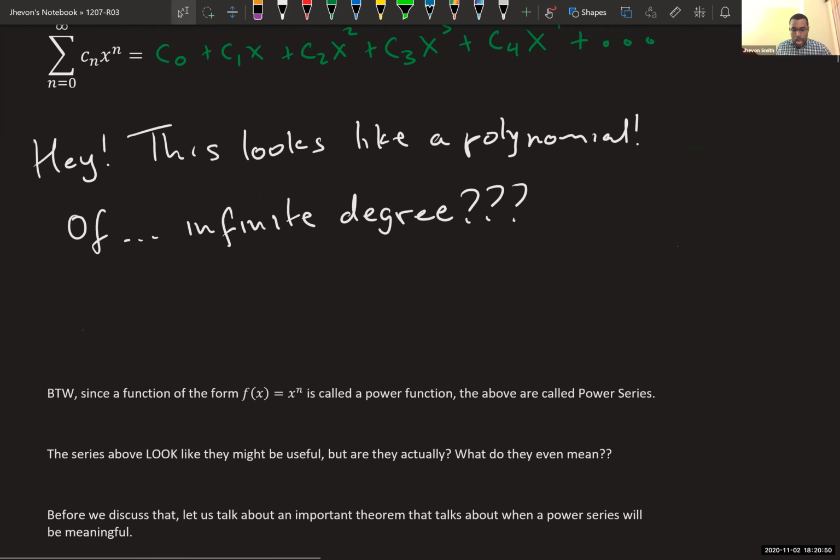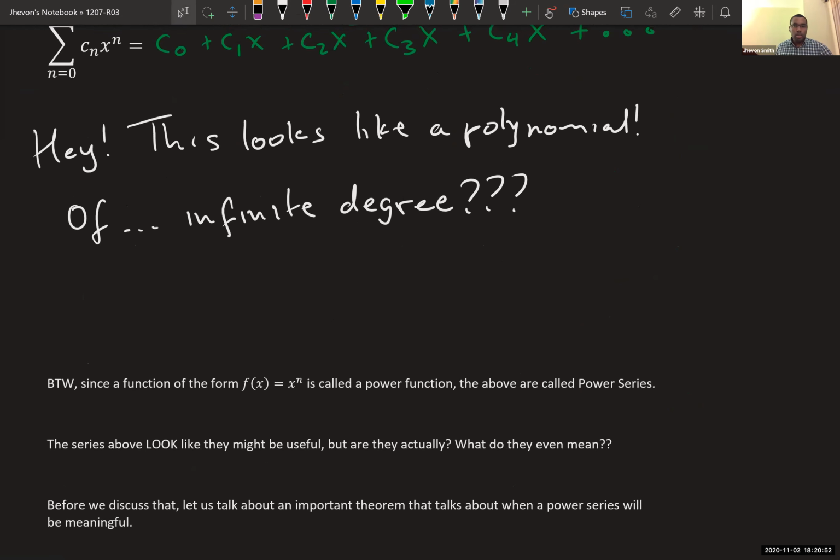Now, why is it called a power series? More power? No, it's called a power series because x to the n is called a power function. So that's why it's called a power series. You know, math people and naming things, right? We look at x to the n, we call that a power function. So y equals x to the 5th is a power function.